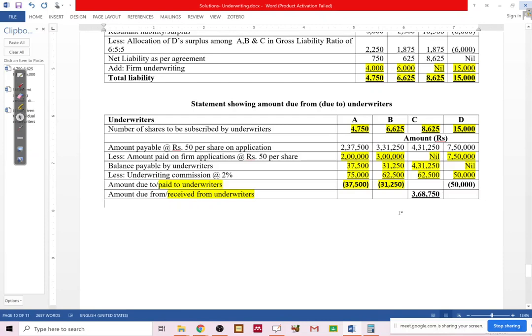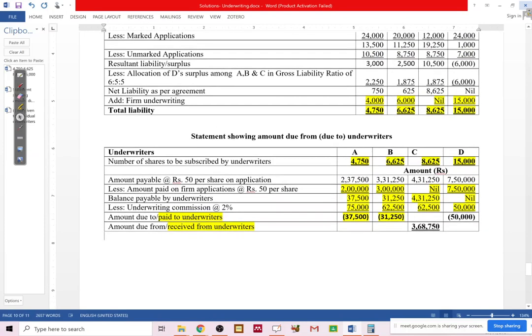Is this clear? This is how, once we've calculated the liability, we also go about calculating the statement of the amounts that are due from each of the underwriters, or that are to be paid to or payable to each one of the underwriters.